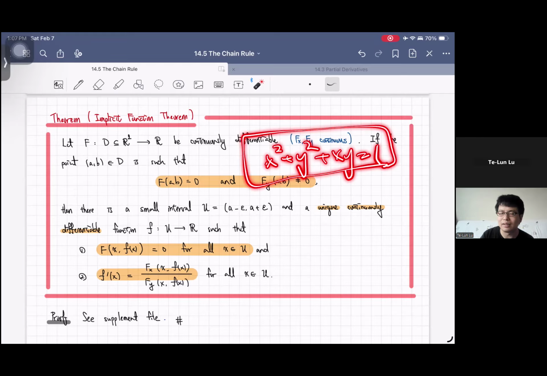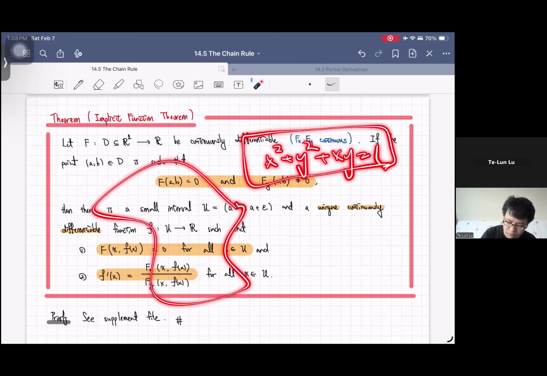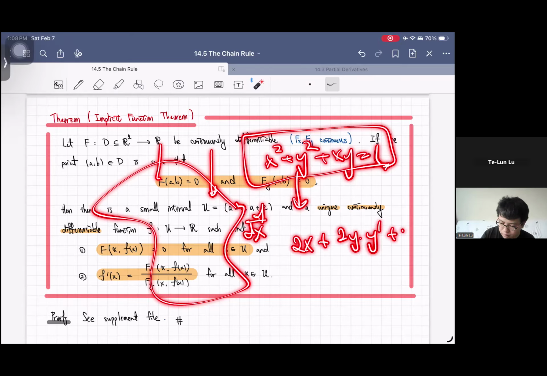Because this is an equation, right? I didn't write y as a function of x. But this is actually a curve. So locally, y looks like a function of x. So we can differentiate it, right? And then, by regarding y as a function of x, you can do a differentiation d/dx with respect to x, which you get something like 2x plus 2y y prime plus y plus x y prime equals 0.